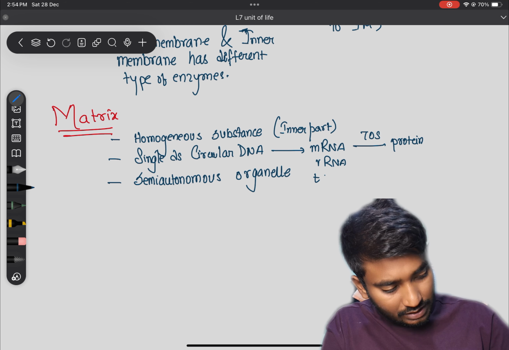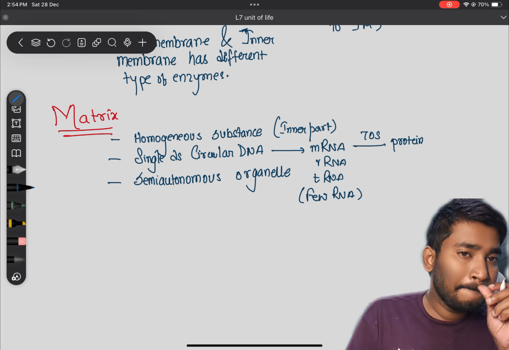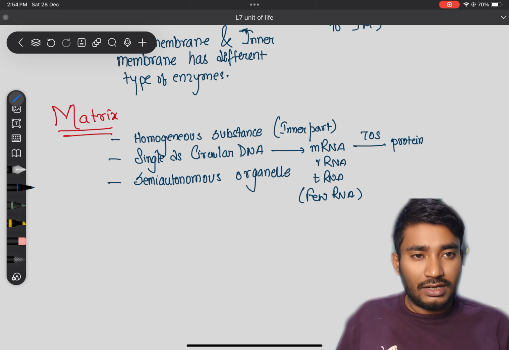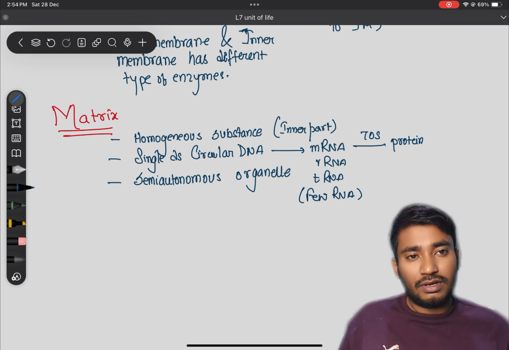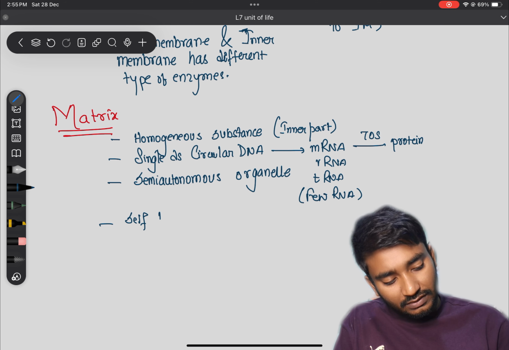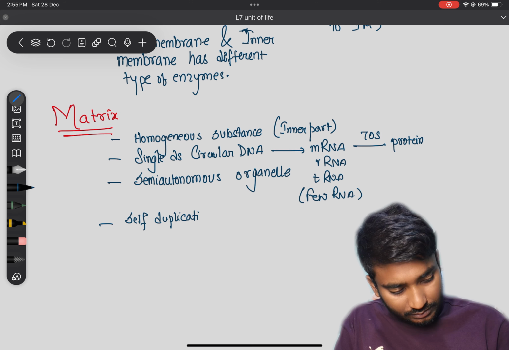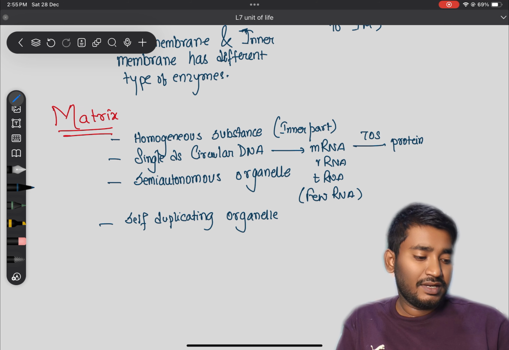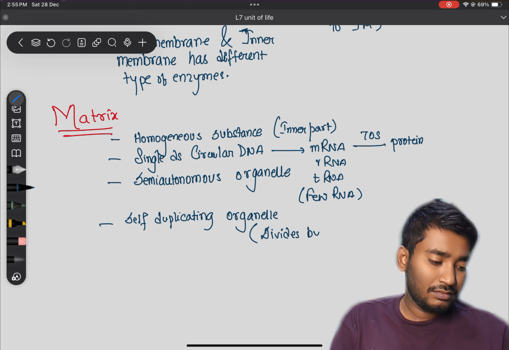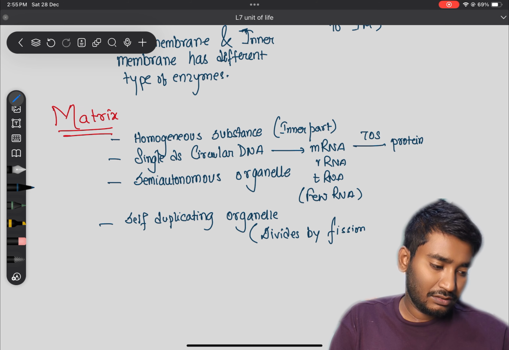mRNA, after that come rRNA, tRNA, and a few other RNA. So the matrix is a semi-autonomous organelle. It is also a self-duplicating organelle. Self-duplicating means it divides by fission.